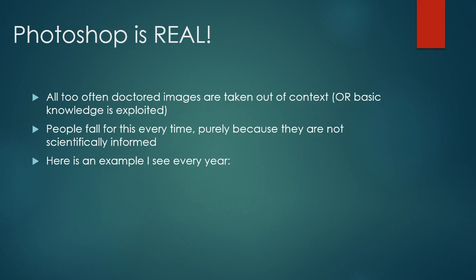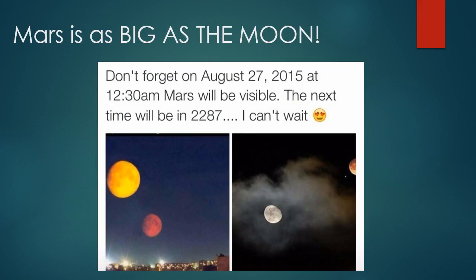Now, another great one is to always remember that Photoshop is a real thing, and people will just Photoshop stuff, regardless of what they tell you. Okay, and here's a good example that I see all the time. Mars will be as visible as, or as big as the moon in the sky, or it'll appear that way. The next time you see it won't be for another 200,000 years. Wow. You guys, this will never happen. Call it out the moment you see it.